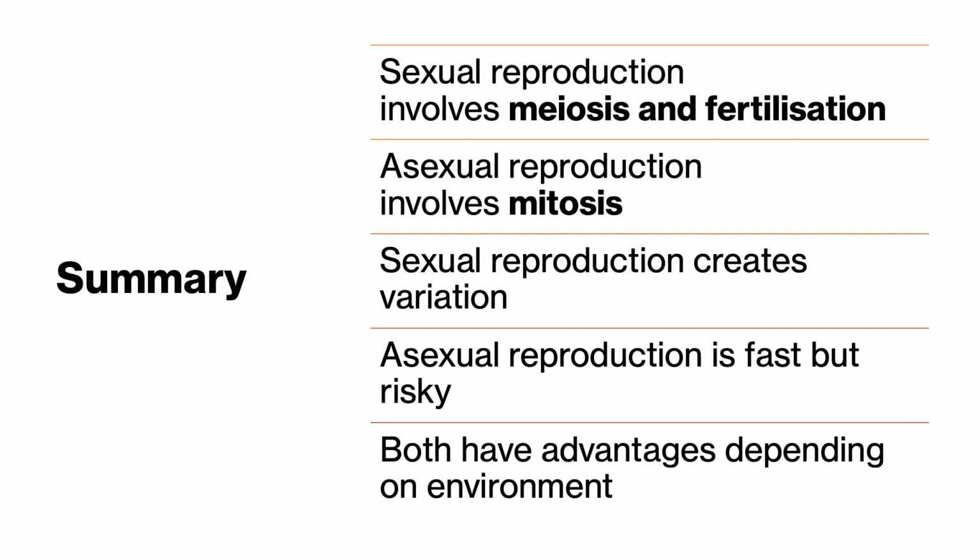In conclusion, sexual reproduction produces genetically different offspring through meiosis and fertilization, while asexual reproduction produces clones through mitosis. Both types of reproduction have advantages and disadvantages, and their success depends on environmental conditions.